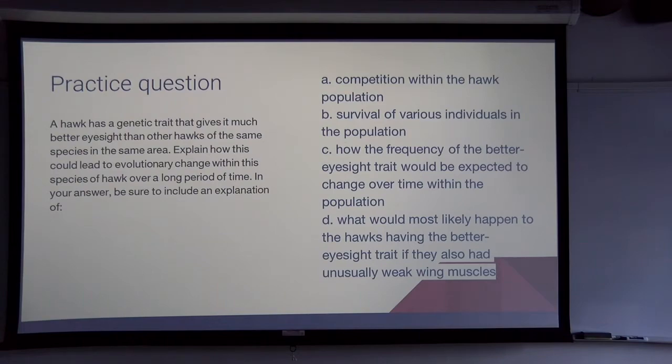Let's do them together this time. Competition within the hawk population. How would competition occur in this population? Who would be best at competing? Right, better eyesight. Hawks with better eyesight would be best at competing in this environment. Second, it says survival of various individuals in the population. Which ones would be better at surviving again? Would be the ones that have better eyesight.